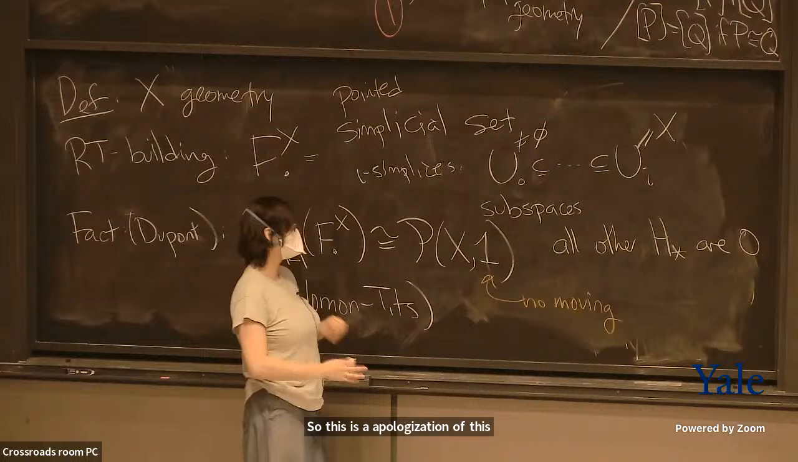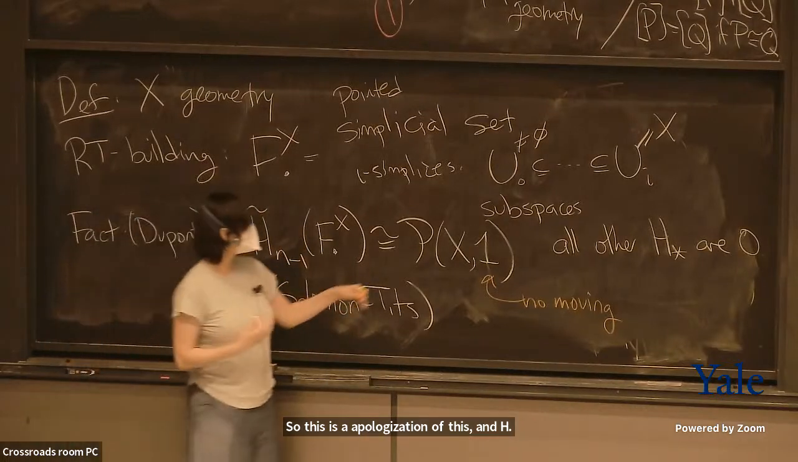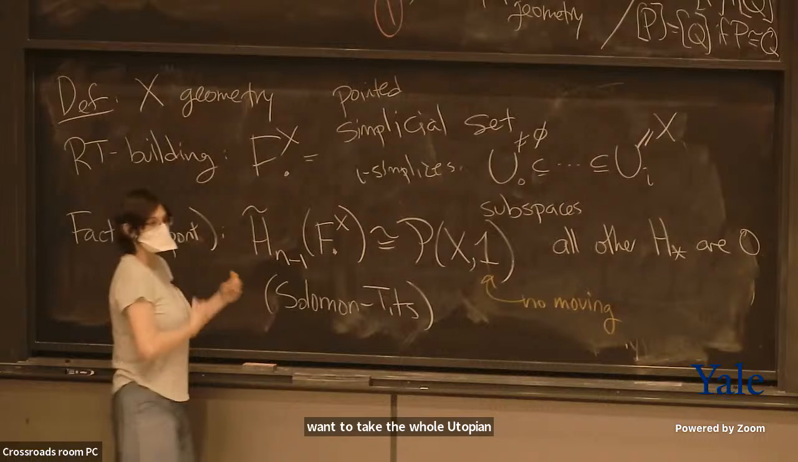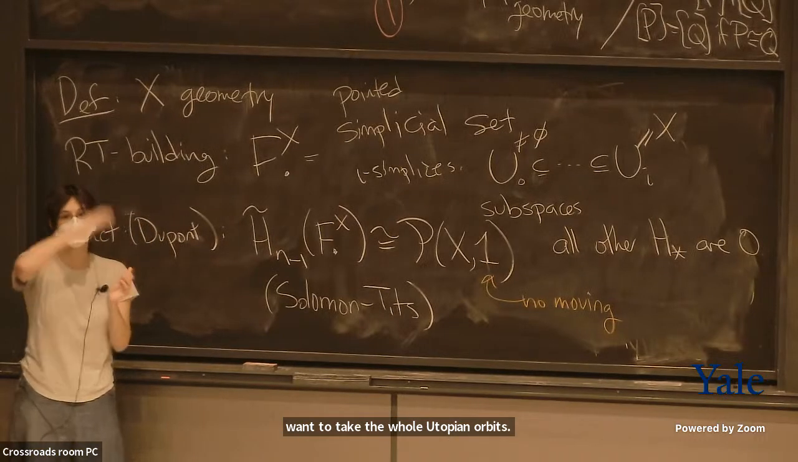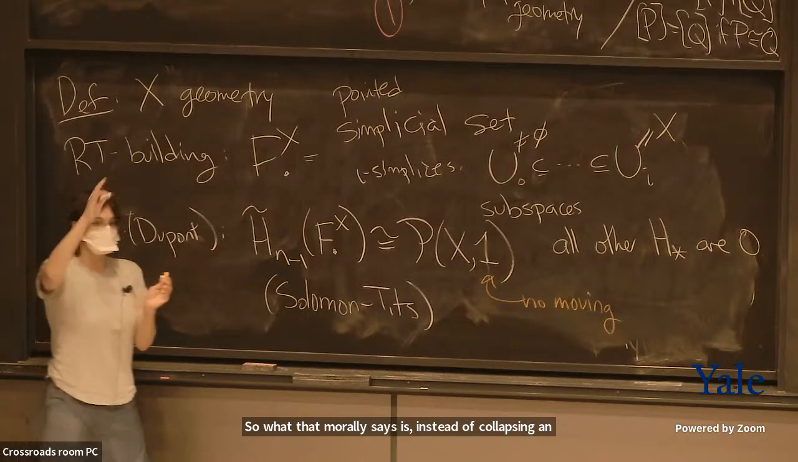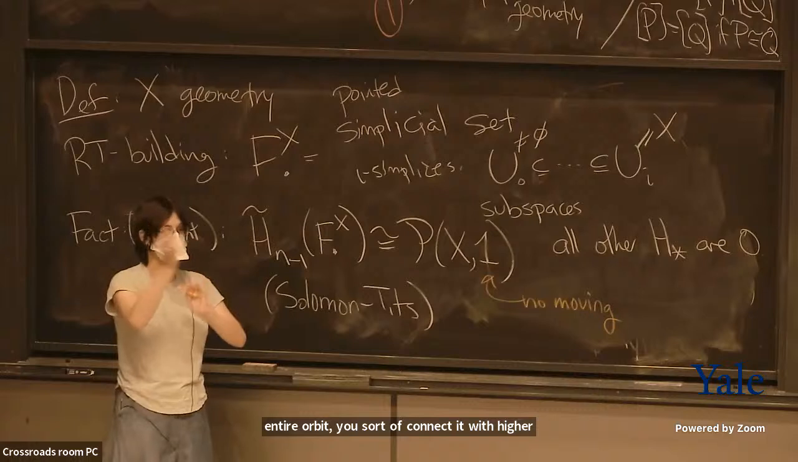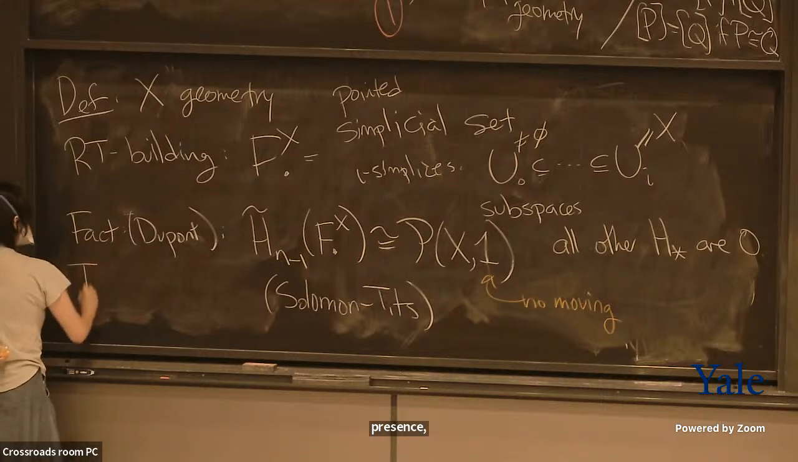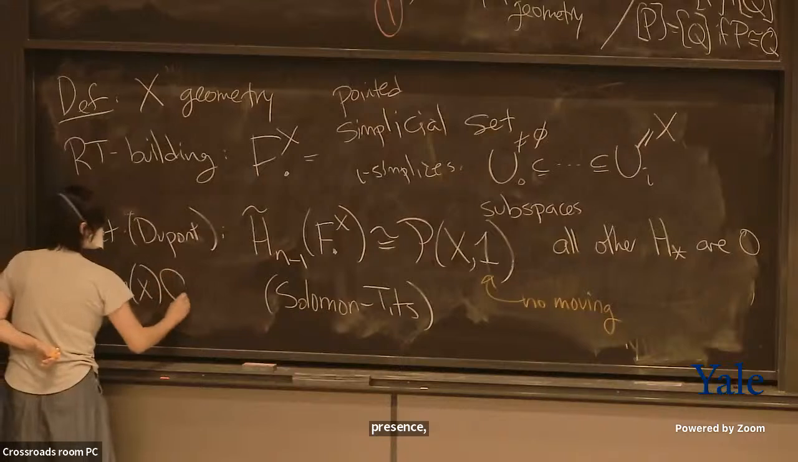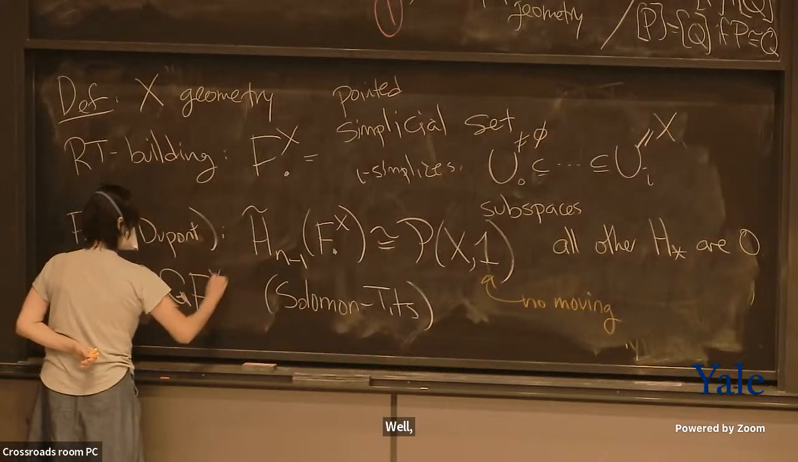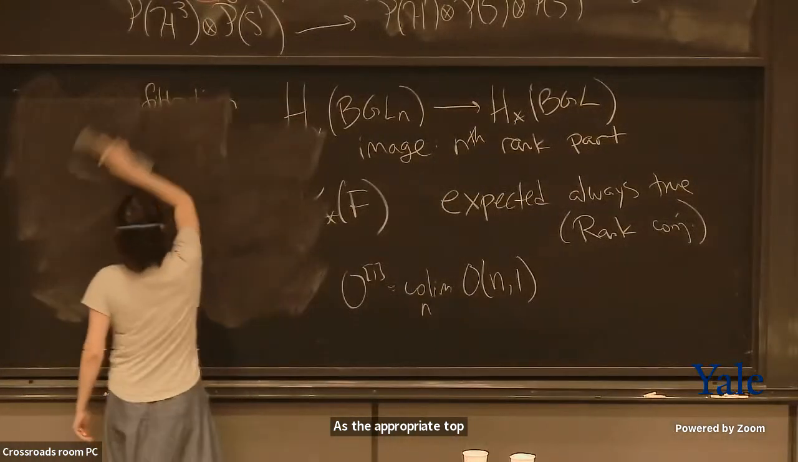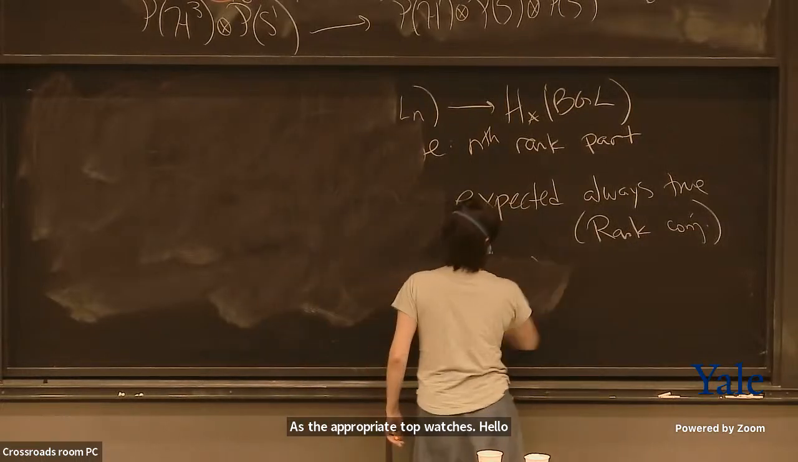And H0 is sort of the orbits under the group action of this group. If we want to do it topologically, we want to take the homotopy orbits. So what that morally says is instead of collapsing an entire orbit, you sort of connect it with higher dimensional things so that in the topology, you can see that they're connected, but there's actually higher invariance present. And so the isometry group of X acts on this space. And the appropriate topologization of the scissors congruence group is the homotopy co-invariants.